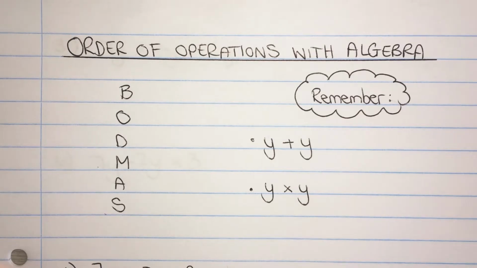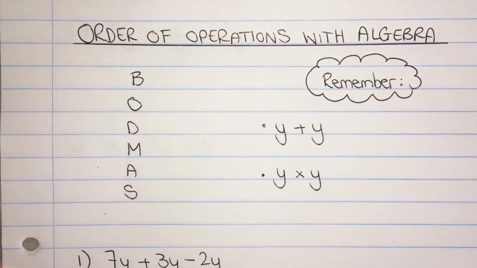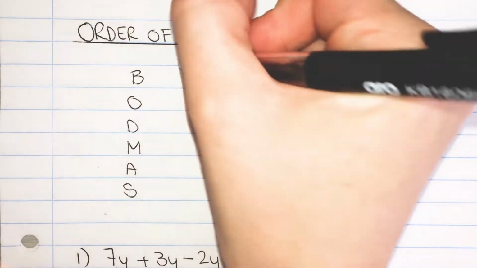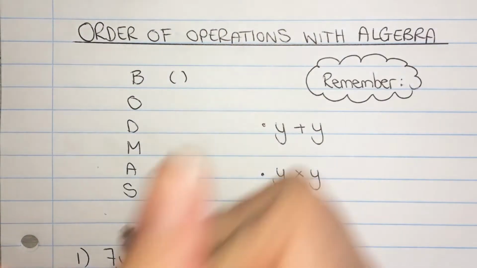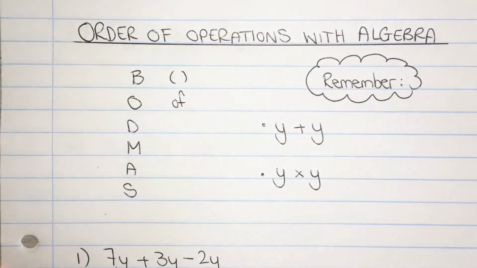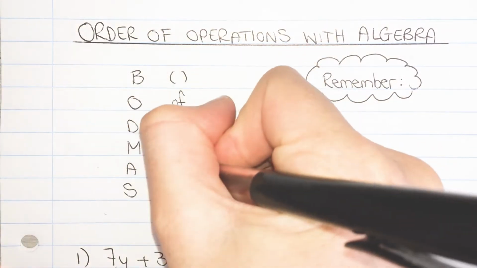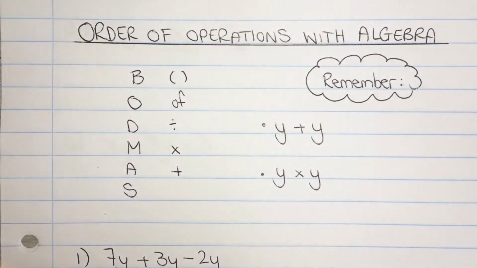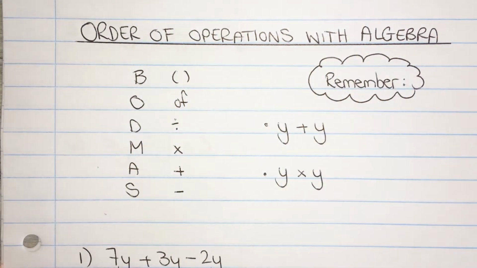Right, in simple terms, order of operations with algebra just means BODMAS with algebra. To remind you, BODMAS: the B means brackets, O means of, D means divide, M means multiply, A stands for addition, and S stands for subtraction.